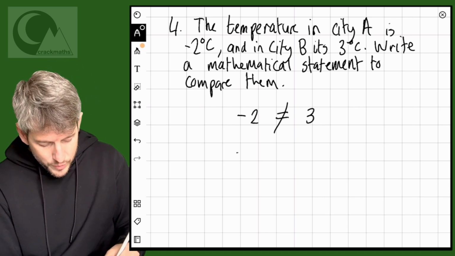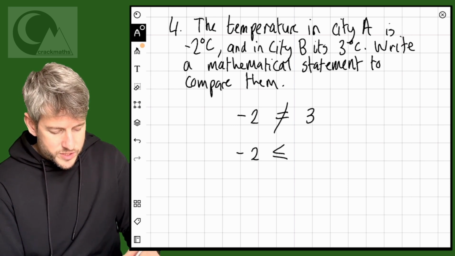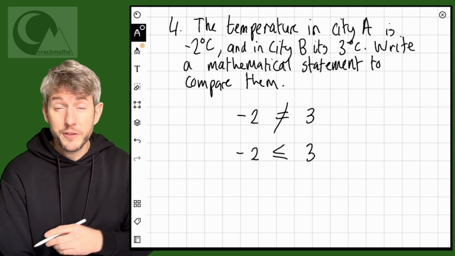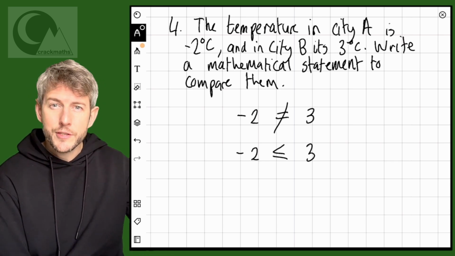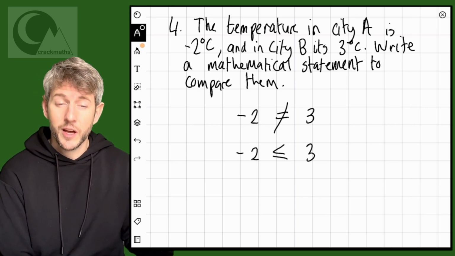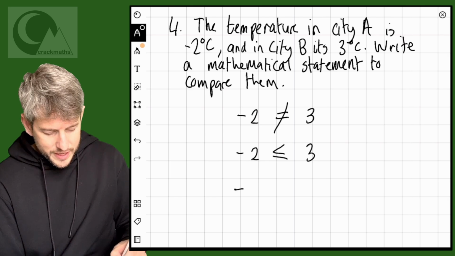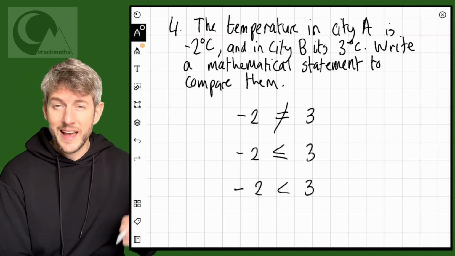So we could also have -2 is less than or equal to 3, okay? Remember the crocodile's going after the big food. So here we've got -2 is less than or equal to 3. Again, very useful, and it tells us a bit more information this time. But I think probably the most useful one in this situation is knowing that -2 is less than 3.